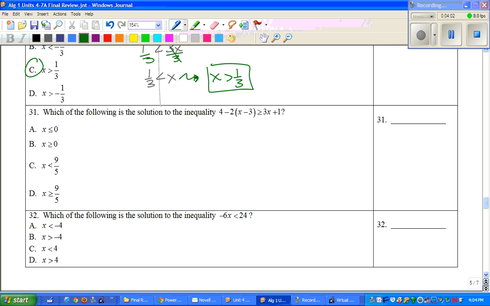Which of the following is the solution to the inequality 4 minus 2 parentheses x minus 3 is greater than or equal to 3x plus 1? Let's draw the line and start going through. You have to distribute first. So 4 minus 2x plus 6 is greater than or equal to 3x plus 1. Combine your like terms. -2x plus 10 is greater than or equal to 3x plus 1.